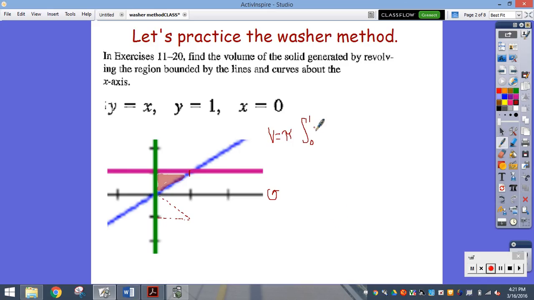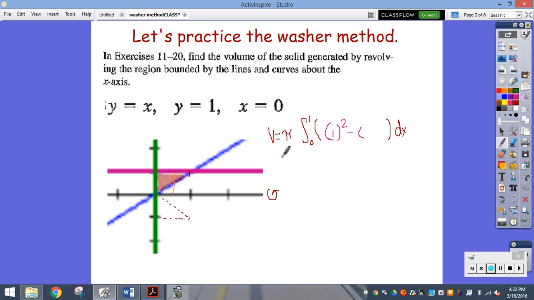And then I need to determine my outer radius and my inner radius. So outer radius is the curve that's farthest from my axis of rotation. So looking at this diagram, if I'm starting in my axis, the line that's farthest away is this horizontal line here, which is y equals 1. So that's my outer radius. So that would be 1. And don't forget to square your radius. And then minus your inner radius squared.